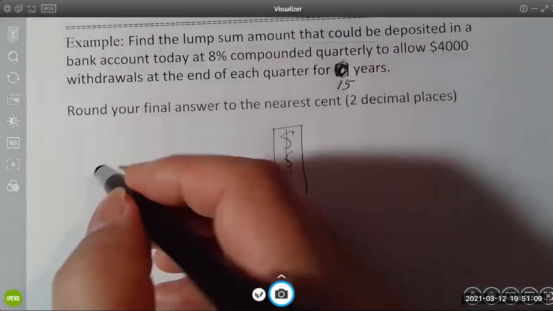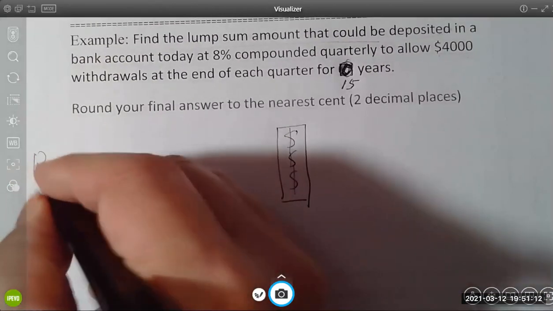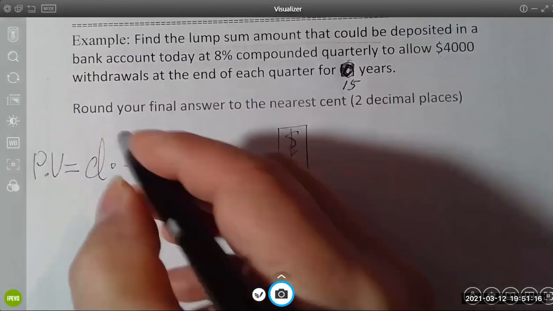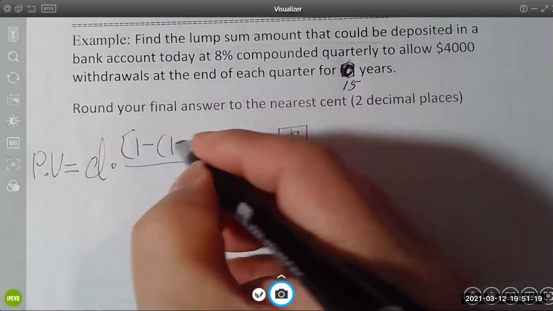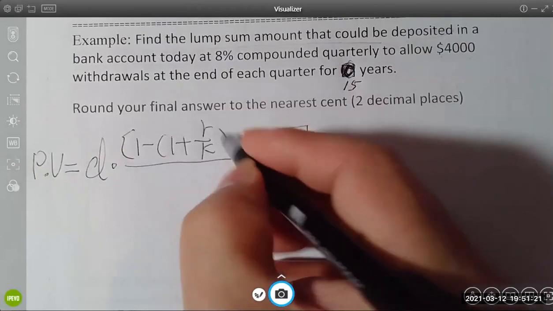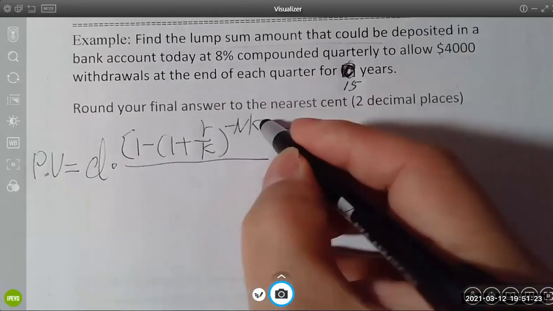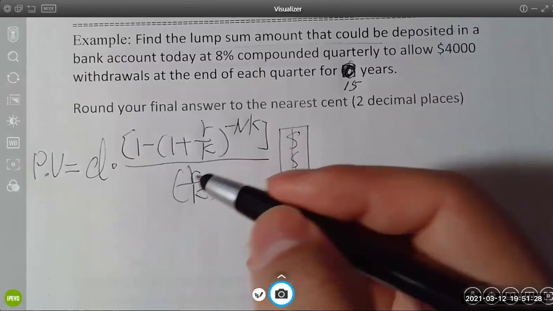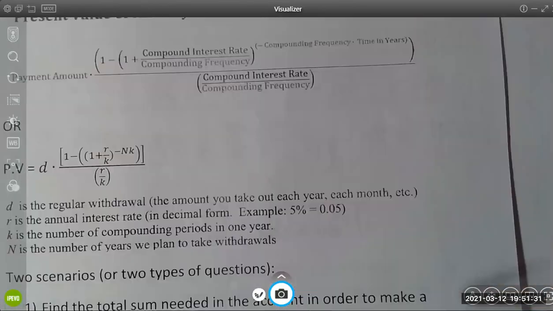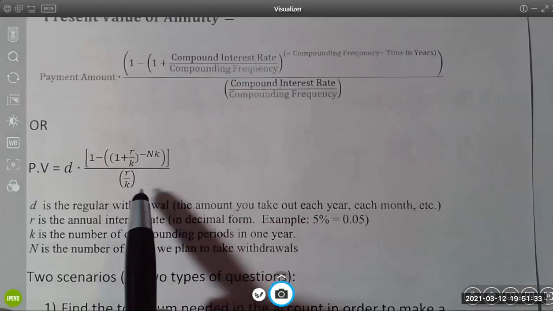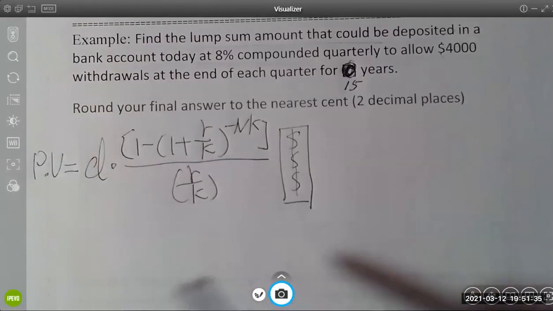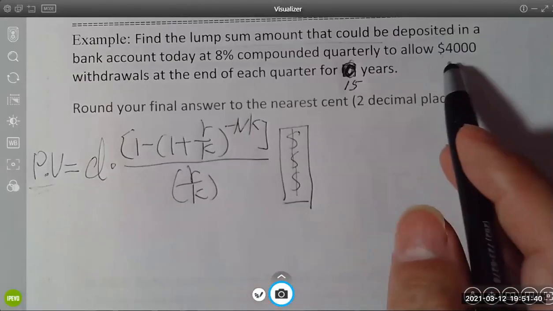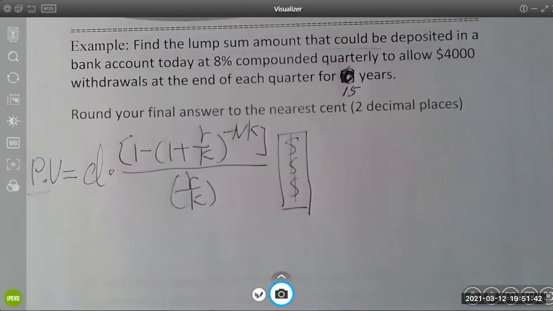So I'm going to write down the formula here. Present value of annuity equals D times (1 minus (1 plus r over k) to the power of negative nk) over r over k. I just copied the formula from the first page. This is exactly the same present value of annuity formula. So in this case, we are looking for this one, present value. This is the periodic withdrawal amount, which is 4,000 in this case. So we just plug in numbers.